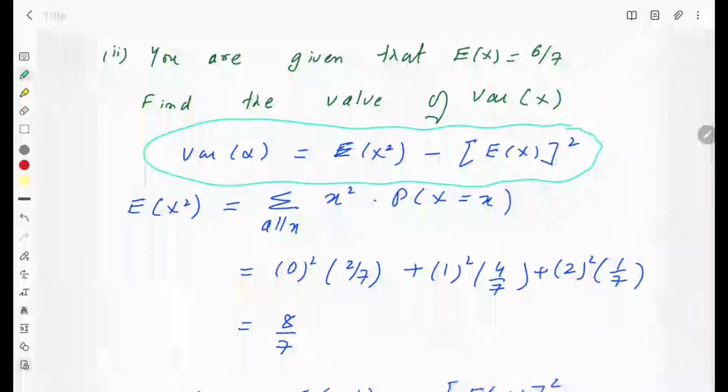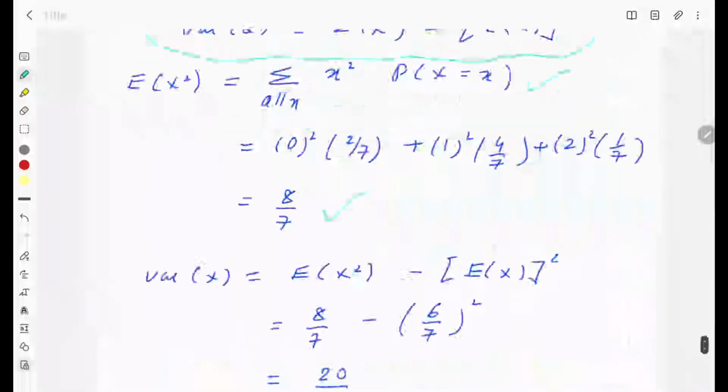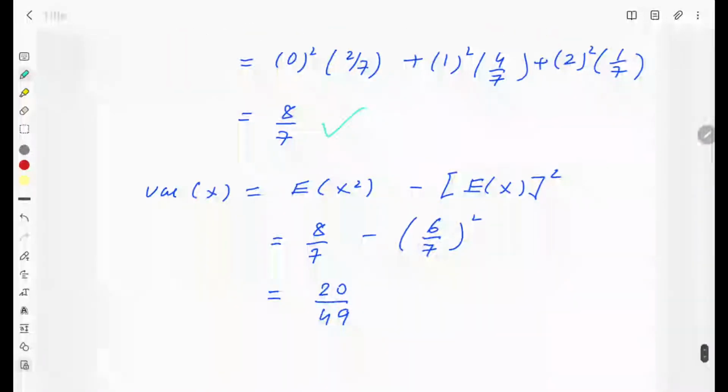And E(x squared) is x squared multiplied by the probability of x. So 0 squared into 2 over 7 plus 1 squared into 4 over 7 plus 2 squared into 1 over 7. If you simplify it, you get 8 over 7. And if you plug the values in the formula, you will get 20 over 49 as your answer.